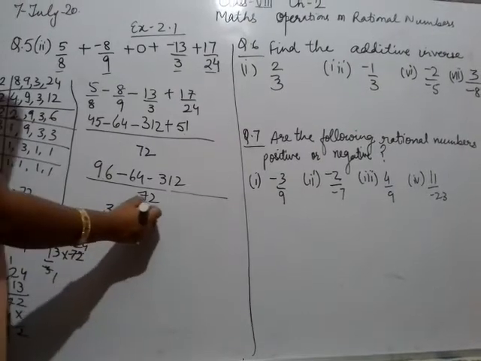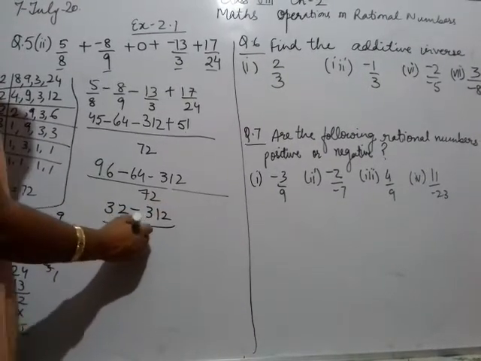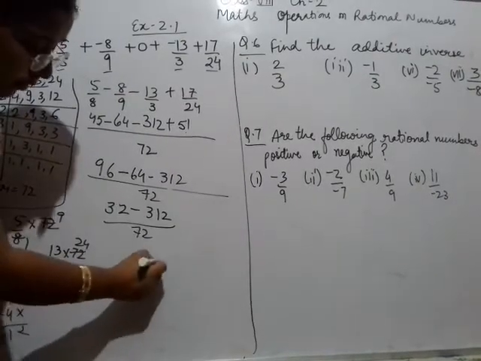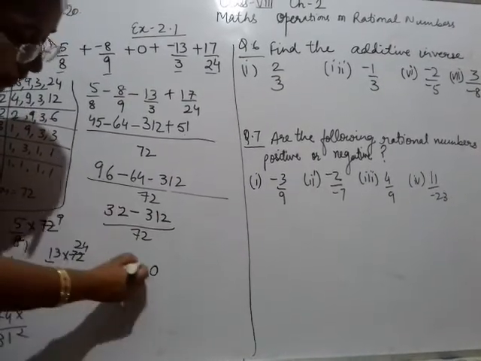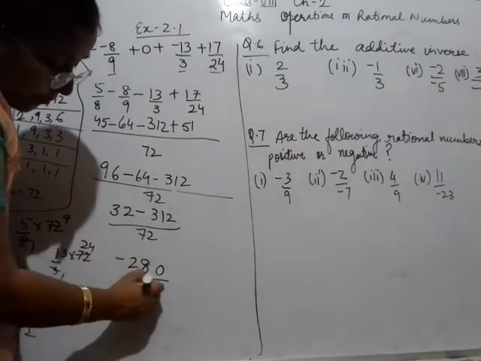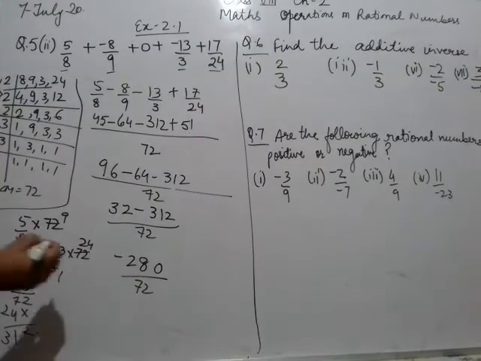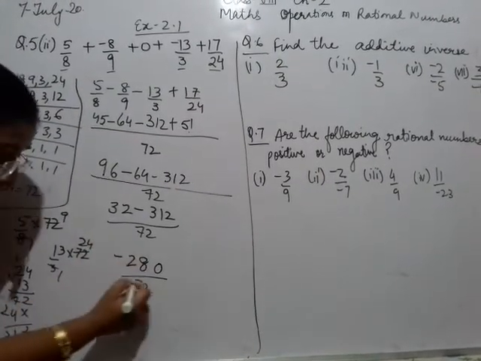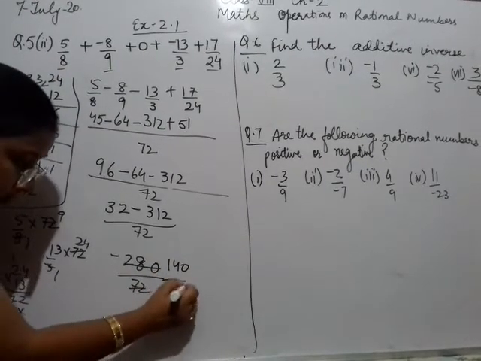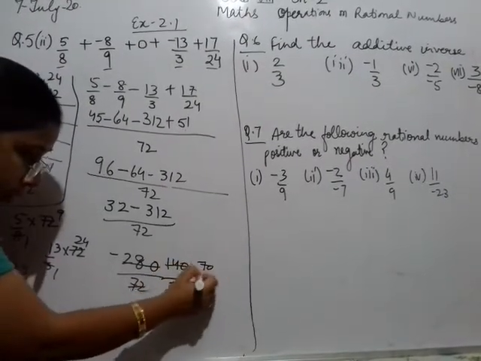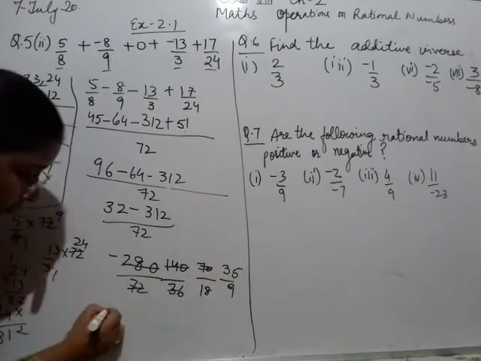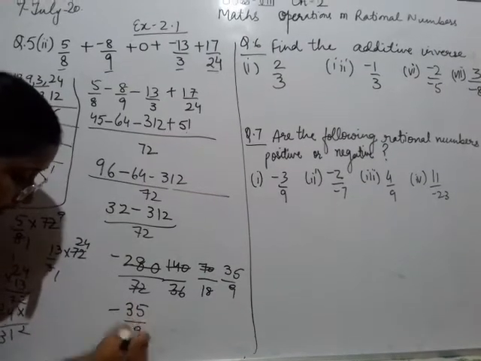Okay. 32 minus 312 upon 72. Fine. Now 2 minus 2 is 0. 1 minus 3 is 8 because we will take a carry from 3. So minus 280 upon 72. Then reduce this to the lowest terms also. 2 will divide by 2. Then 70, 18, then 35, 9. So we are left with minus 35 by 9.